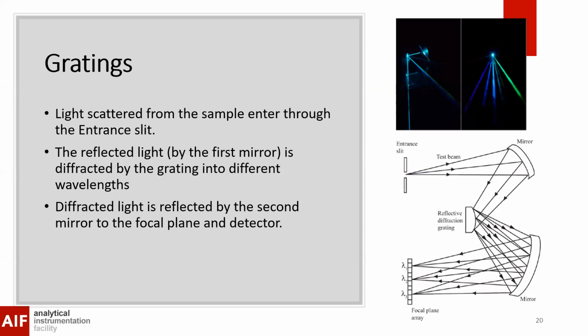All right, so the next topic is the gratings. The grating is a very important part in Raman spectroscopy. It is used to diffract the light coming from the sample into different wavelengths. So the light scattered from the sample first enters through the entrance slit and reaches the mirror. The light reflected by the mirror is then deflected by the grating into different wavelengths. And this deflected light is then reflected by the second mirror and onto the focal plane. And this is how the grating works.